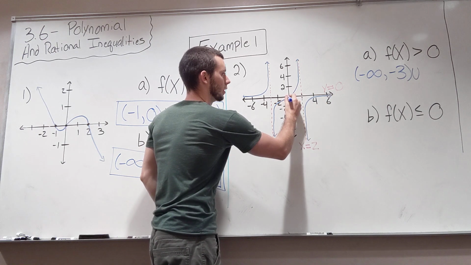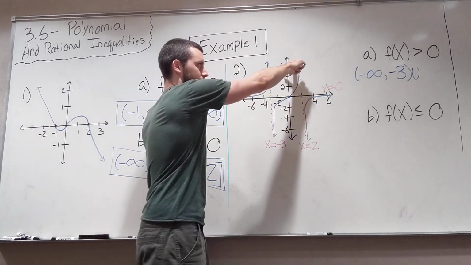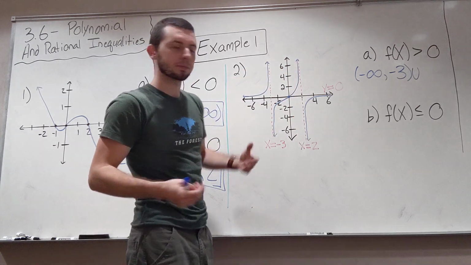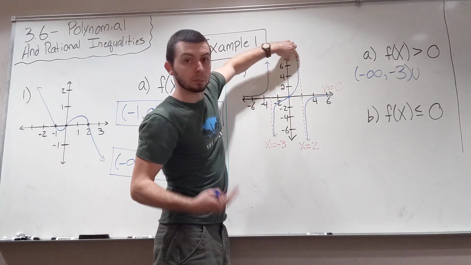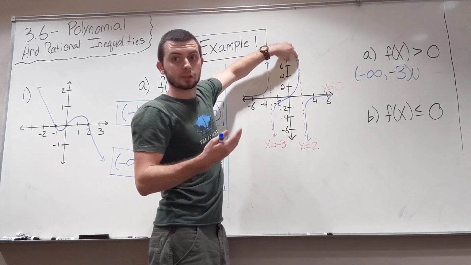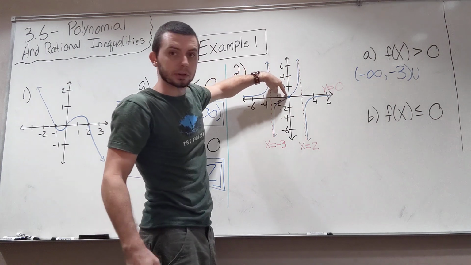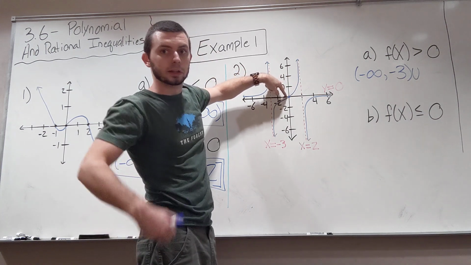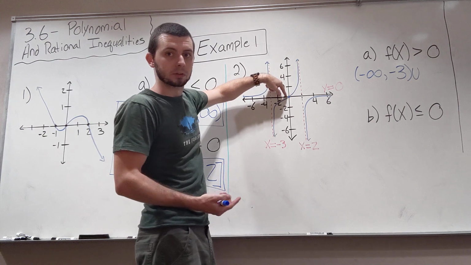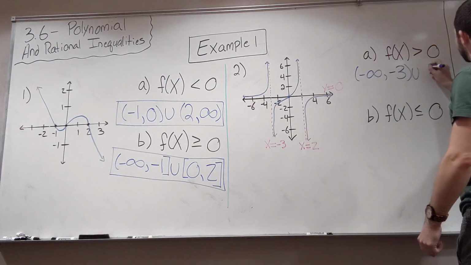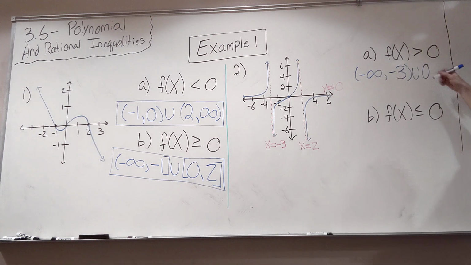So notice it starts here. So we're not going to include the whole thing. We're only going to include the half that is above the x-axis. And so that segment, the furthest to the left we go, is right here. That's where it starts at the x-axis and continues to go upwards. So that's at 0. So that's at 0, and we're going to use a parenthesis simply by how the problem is stated.